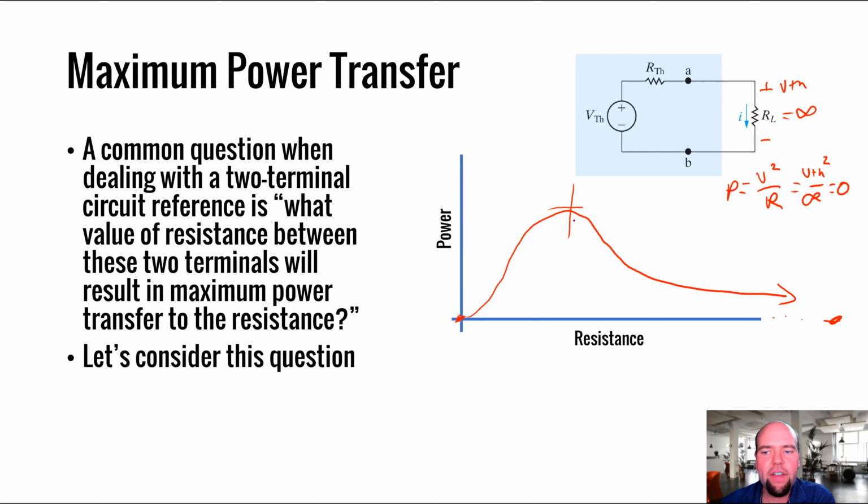Well, the book does a derivation of this. I'm going to skip the derivation for the purposes of this lecture series. If you want to see it, you can look through it in the book. But as it turns out, the resistance where we hit maximum power is RTH. So when we connect a resistor of resistance RTH to a system with a Thevenin equivalent resistance of RTH, we get maximum power delivered to that resistor.